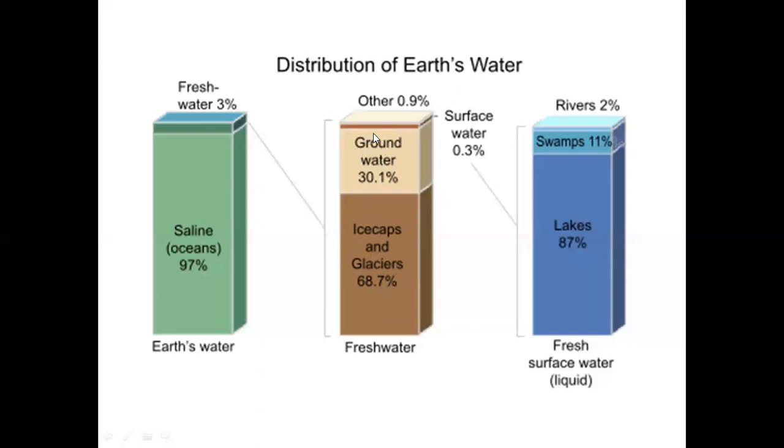Now we are having another 30.1%, which is groundwater. Okay, it is distributed below our Earth's surface. It is 30%, and it is our groundwater.